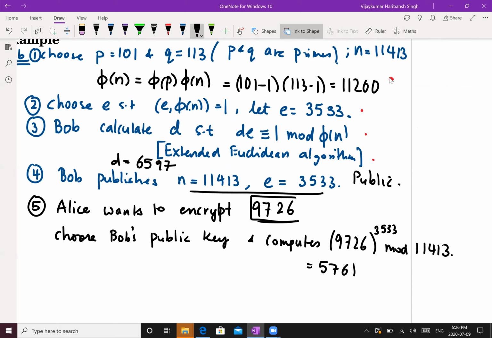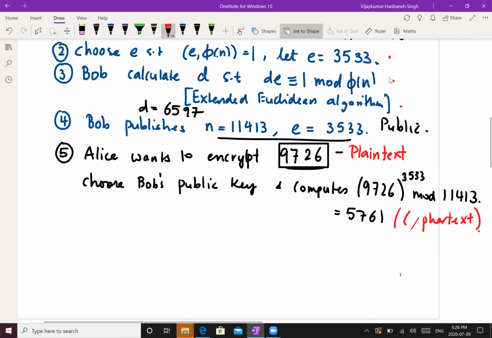And this, 5761, is the ciphertext. She computes this and sends it to Bob.